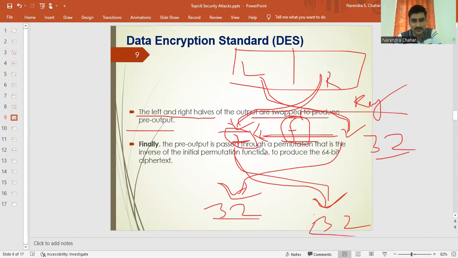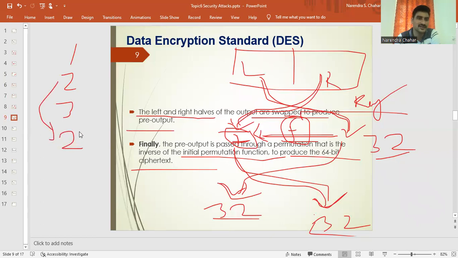Finally, the pre-output passes through a permutation that is the inverse of the initial permutation function, to produce the 64-bit ciphertext. It's like the three steps we have discussed. We will just do the reverse of the first step, and then we will perform the final output here.